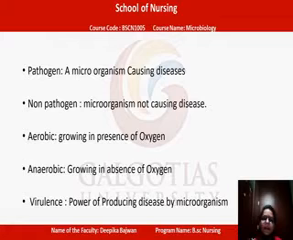Now the next term is virulence. Virulence is the power of a microorganism to produce a disease. Whenever bacteria enter your body, the outcome depends on this power of producing disease. Some bacteria have less virulence power, and some bacteria have more virulence power.